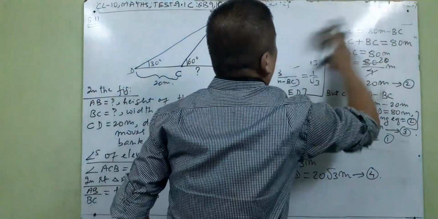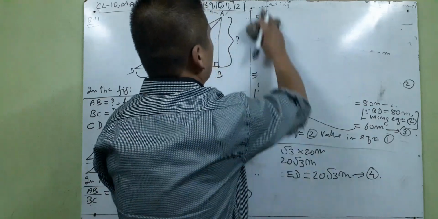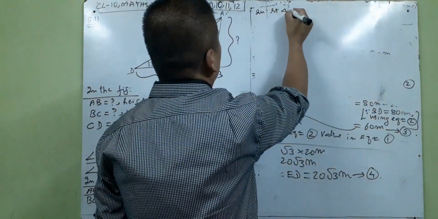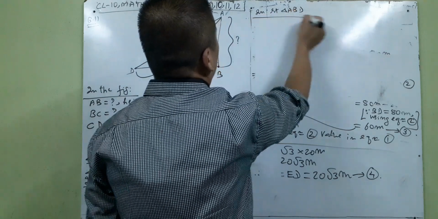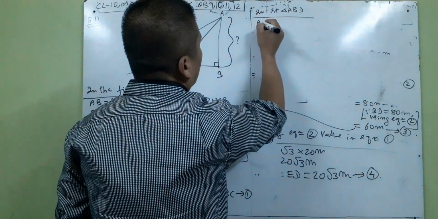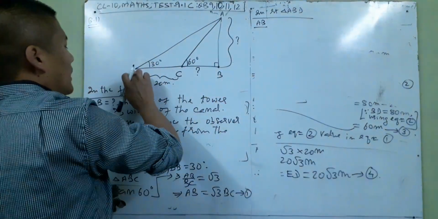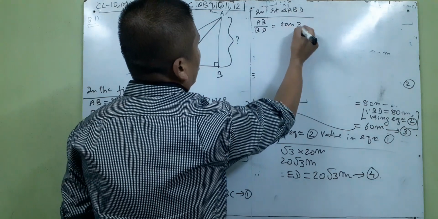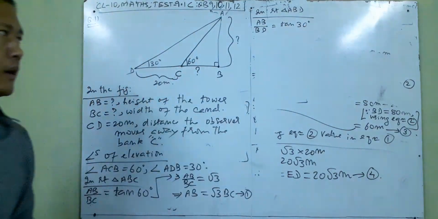In the other triangle, let us write down in the right triangle ABD, the big one. Now we're taking this ABD. Let's write the same thing that we've done a moment ago. AB by BD, opposite by adjacent, is equal to tan again. This time the angle is 30 degrees.